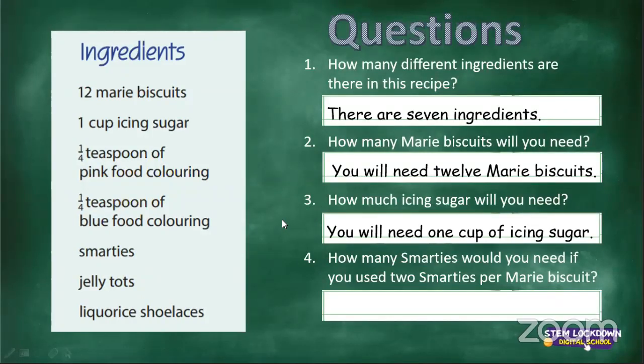Great. Number 4, how many Smarties would you need if you used 2 Smarties per Mori biscuit? Now remember, the recipe doesn't say how many you have to put on 1 biscuit. So this is just if you decided to put 2 Smarties on each biscuit, how many Smarties would you need? There we go. Kwanda said, you will need 24 Smarties. Let's see if that's the correct answer. Yes, perfect. You will need 24 Smarties.